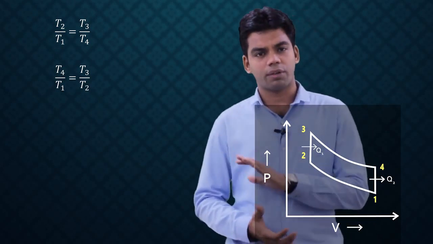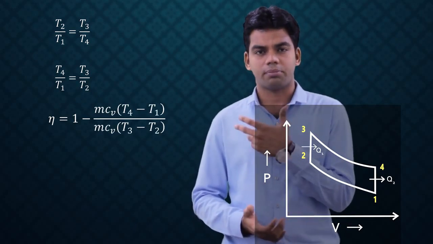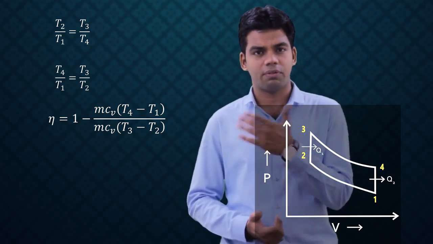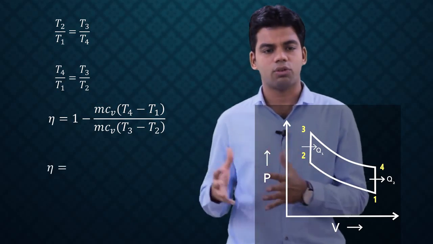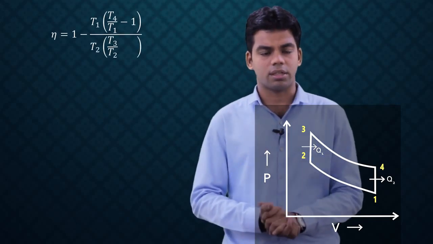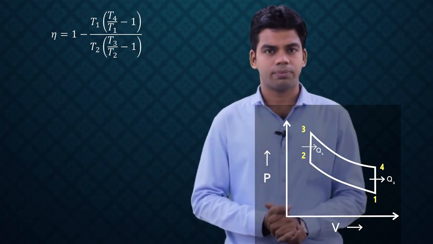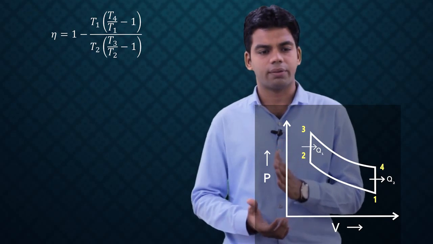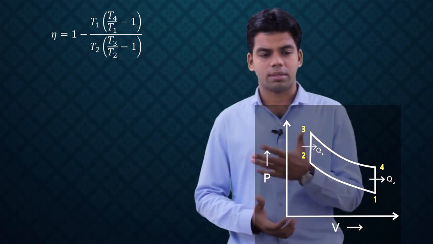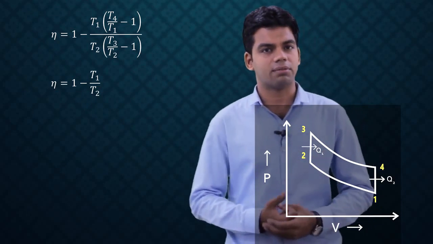Okay. Now coming to the formula for efficiency, eta is equal to 1 minus Q2 by Q1. Q2 is mCv into T4 minus T1, and Q1 is mCv into T3 minus T2. mCv will be cancelled out, and we will get 1 minus T4 minus T1 divided by T3 minus T2. Now from the numerator, taking T1 as common, we will get T1 into T4 by T1 minus 1. From the denominator, taking T2 as common, we will get T2 into T3 by T2 minus 1. Okay. And since T4 by T1 is equal to T3 by T2, which will be cancelled out, we will get efficiency as 1 minus T1 by T2.